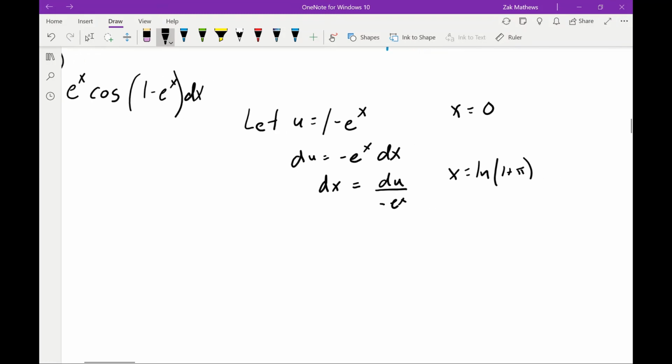And so I'm going to plug these in for my x. u is equal to 1 minus e to the 0. Well, e to the 0, anything to the 0 is 1. That would give us 1 minus 1 or 0. So the 0 actually stays in the same place, but we had to calculate that.